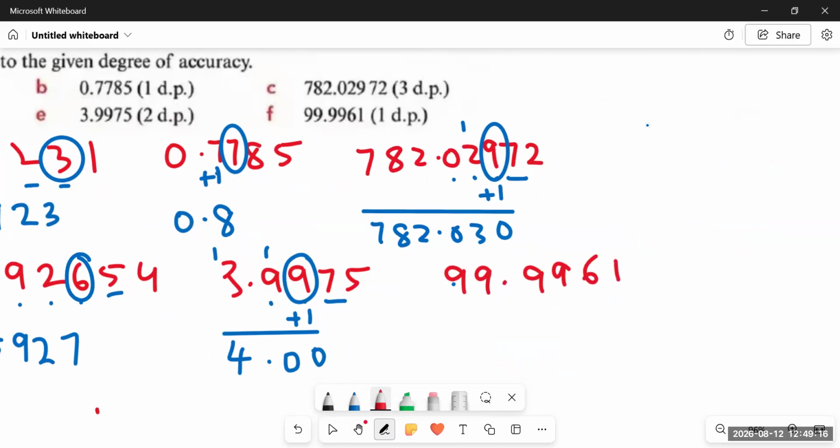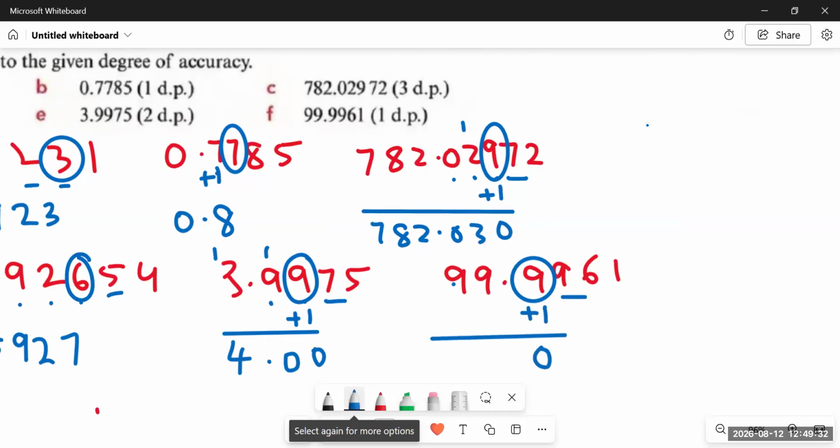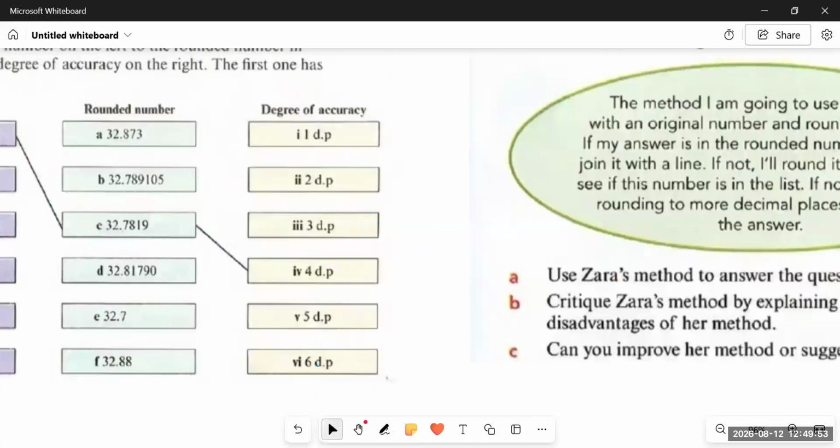99.9961 and we have to round it to only 1 decimal place. 1 decimal place means we have to round this digit, the first 9 after the decimal. But luckily the digit next to it is also a 9. So when we add 1 into this 9, it will become 10. Put a decimal here. 9 plus 1, 10. 9 plus 1, 10. So the answer will be 100.0. If you write 100, your answer will be considered wrong because you have to round it to 1 decimal place. Okay, students? Now let's move to the next question.